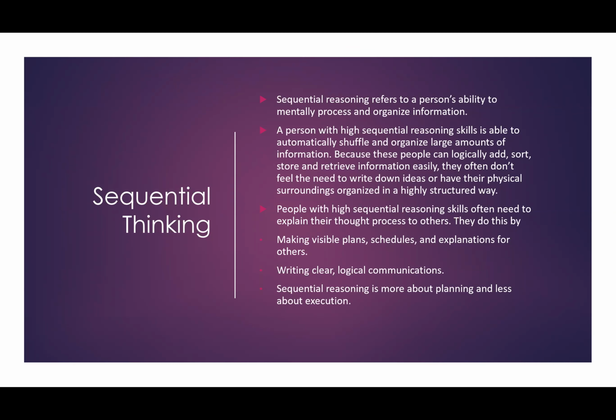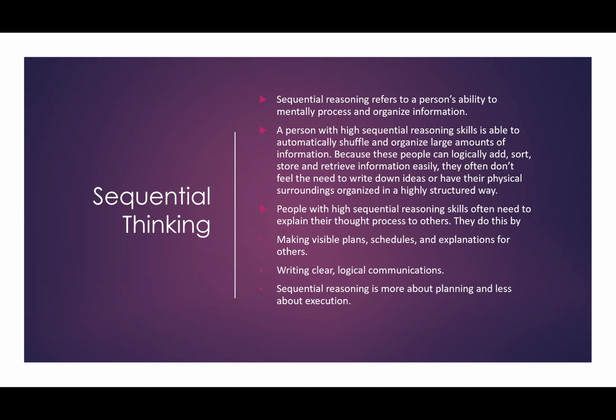Alternately, sequential thinking refers to a person's ability to mentally process and organize information. A person with high sequential reasoning skills is able to automatically shuffle and organize large amounts of information. These people can logically add, sort, store, and retrieve information relatively easily. They often don't feel the need to write down ideas, or have their physical surroundings organized in a highly structured way. People with high sequential reasoning often need to explain their thought process to others.